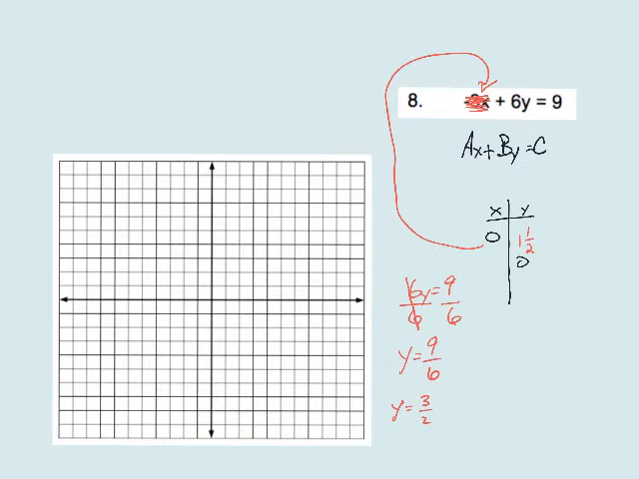Now I'll take the 0 in, and instead of putting it in for x, I'll put it in for y. And that means this whole coefficient and variable will go away. And I'll have negative 3x equals 9. Divide both sides by negative 3. And I'll have x equals negative 3.